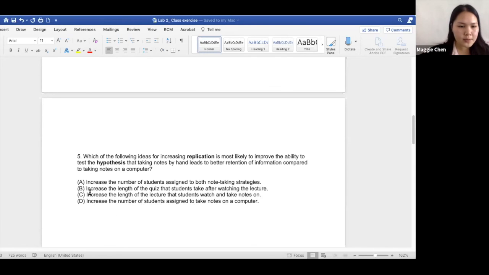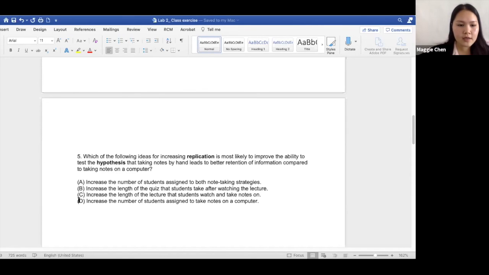So right off the bat, we can probably take out B and C, because changing the length of the quiz that they take or the length of the lecture that they watch doesn't really help us with replication, because we still have the same amount of students in each group of note-taking strategies. So for replication, this isn't really what we're trying to test. So we can take out B and C.